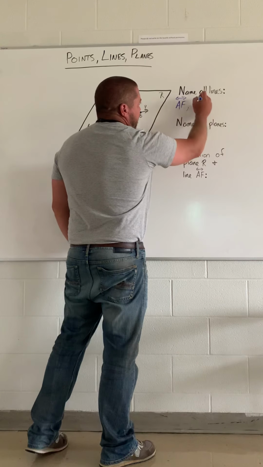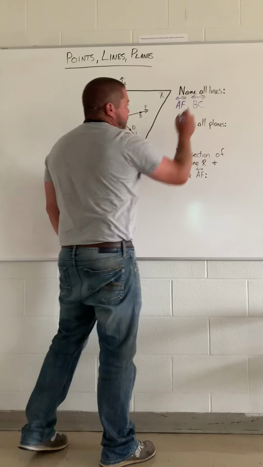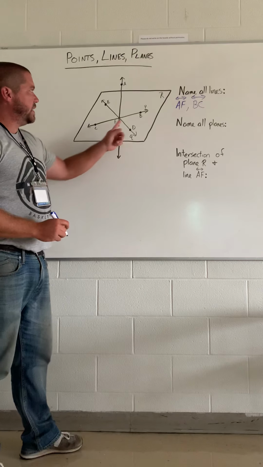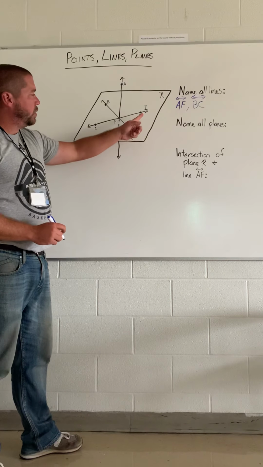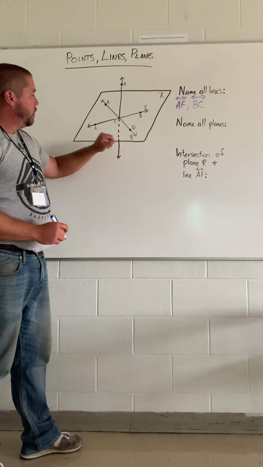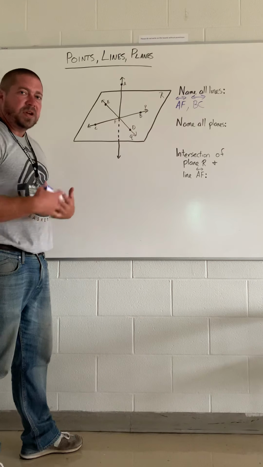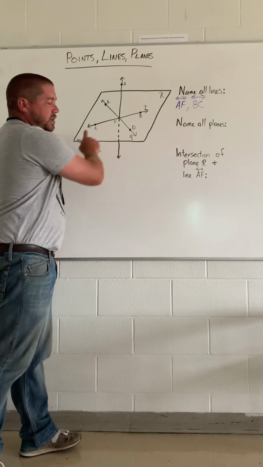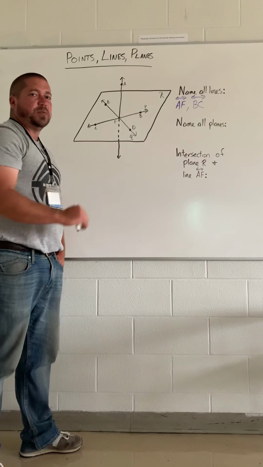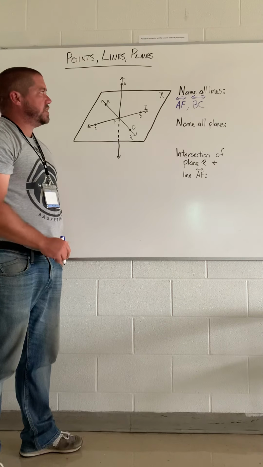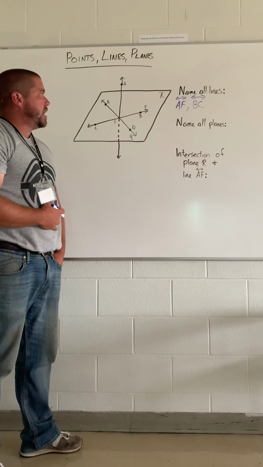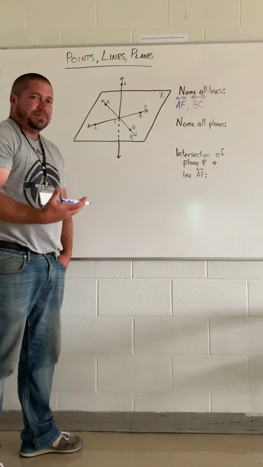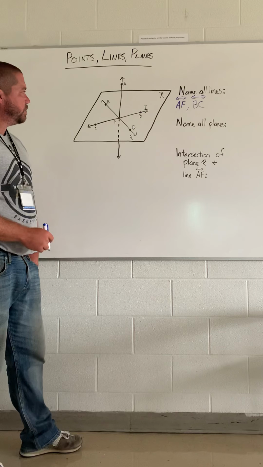Now the thing with line BC, we could have called it line CB, we could have called it line BF, we could have called it line CF. As long as we name any 2 points on this line, we can name it by any 2 points, okay? And the order doesn't necessarily matter. I prefer to name them alphabetically. It's just the way I like to see them.